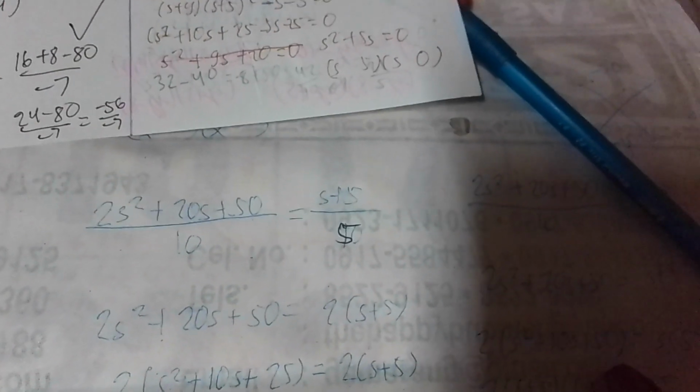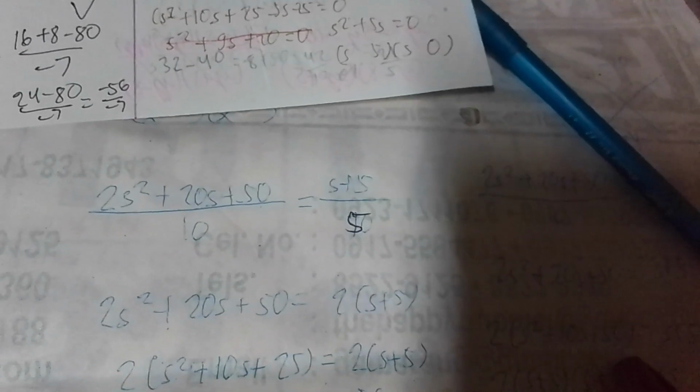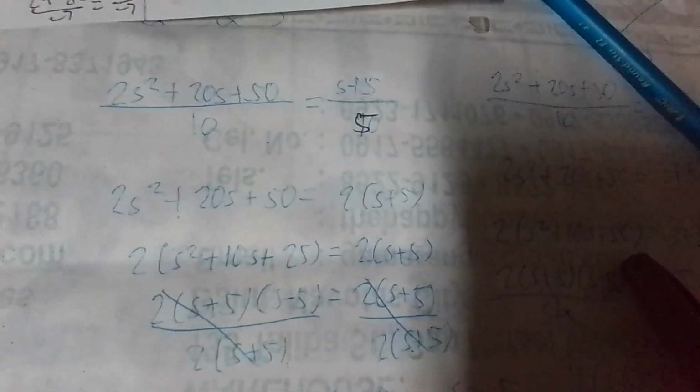So 10 times 10 cancels out here. And then 5 cancels. So you're still left with 2, because 10 divided by 5 is 2. Because your goal is to get rid of all the denominators. And this is what you end up with.